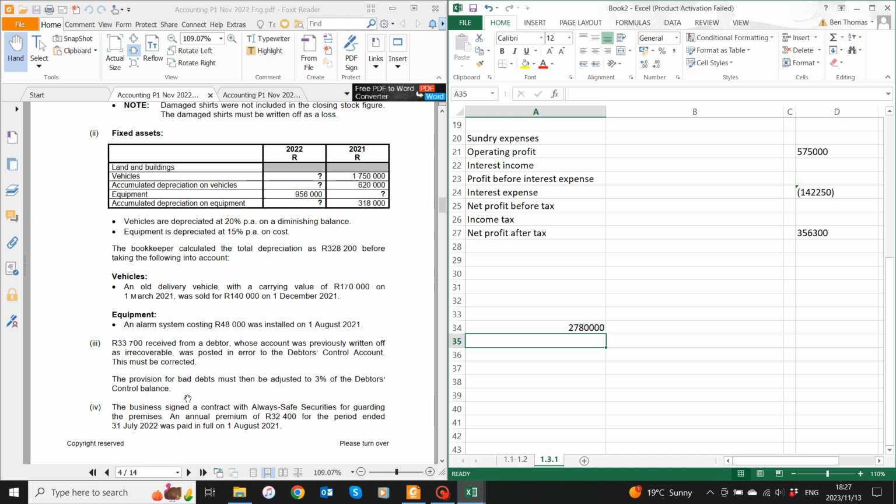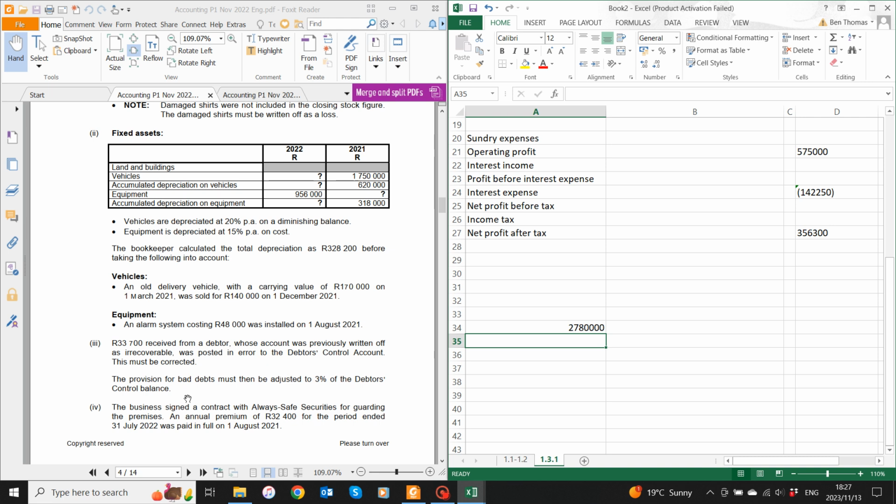Now, they're telling you provision for bad debts must be adjusted to 3% of debtors control. Provision for bad debts is actually a negative asset. It's an amount that we keep aside in case debtors don't pay us back. So the provision for bad debts itself, a negative asset, belongs in the notes to the balance sheet and the balance sheet. But the adjustment for when you create this account is either income or expense.